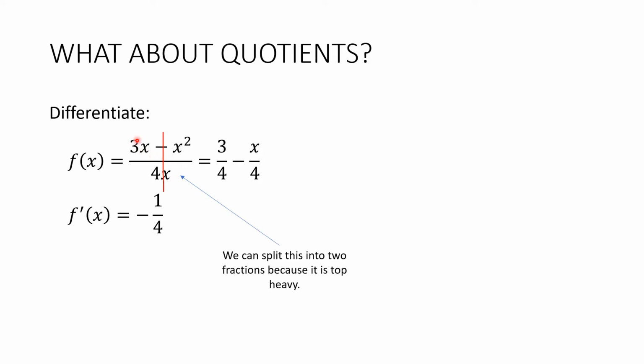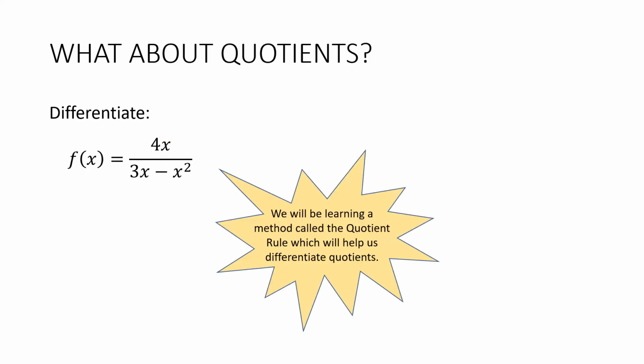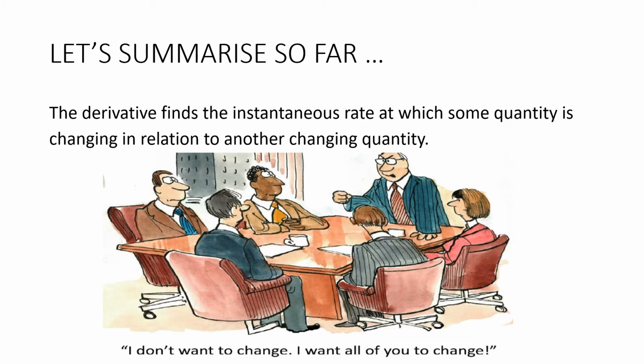So when we've got top-heavy fractions like this, we can split them into two separate terms and differentiate term by term. Now with a quotient like this, we actually can't do anything because it's bottom-heavy. We can't split this up into two separate fractions. But we will be learning a method called the quotient rule in the next video, which will help us differentiate quotients.